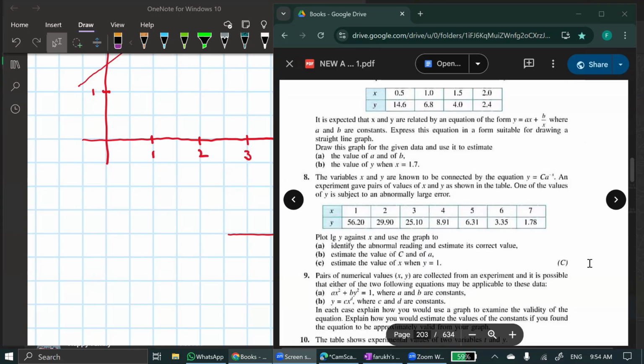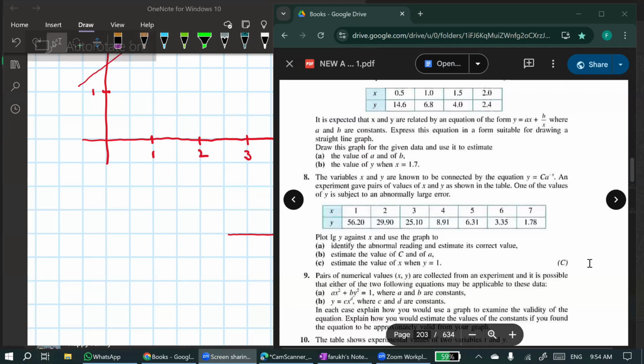One pair of values is incorrect. Plot LGY against LGX. Now plotted variables are given, equation is given. We will make LGY the subject of the equation.